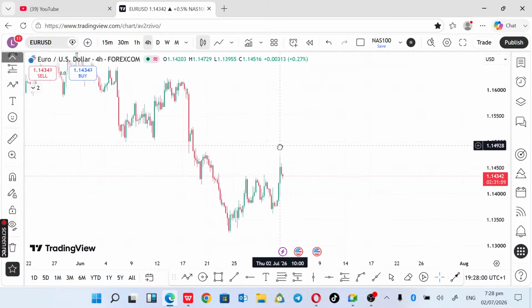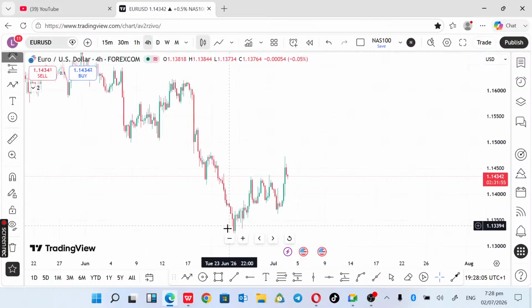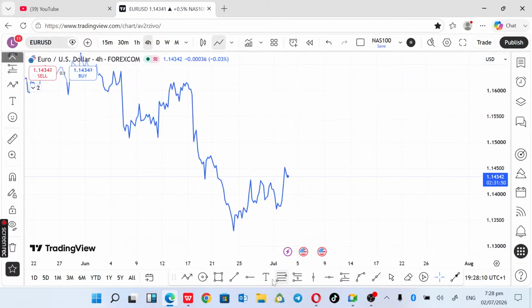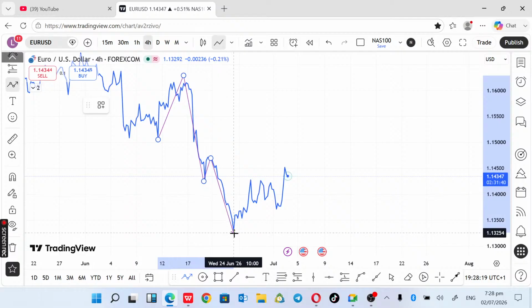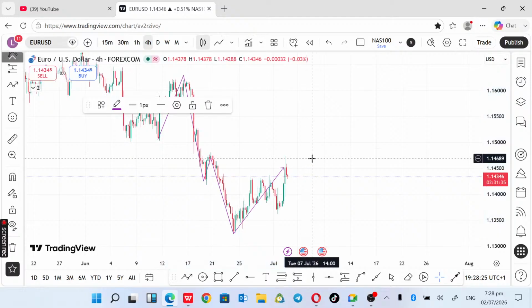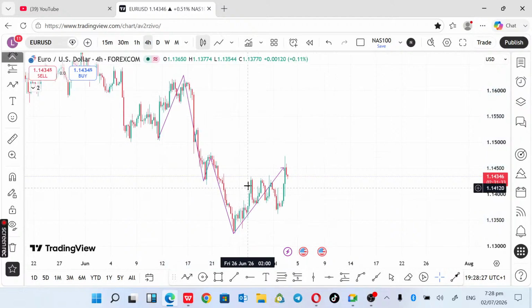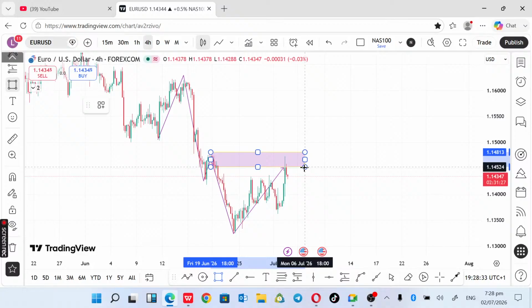Now look at this for 4 hours. The market is currently at a resistance zone. It's currently at a resistance zone here on 4 hours.